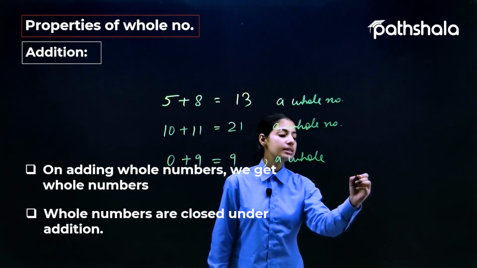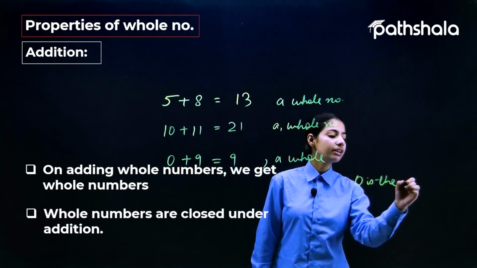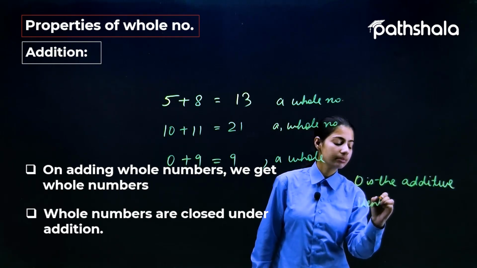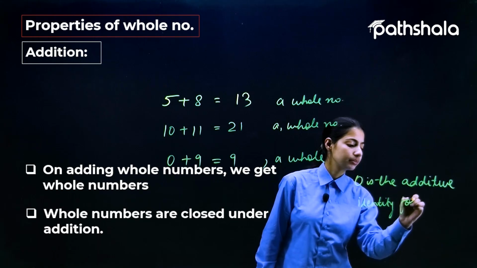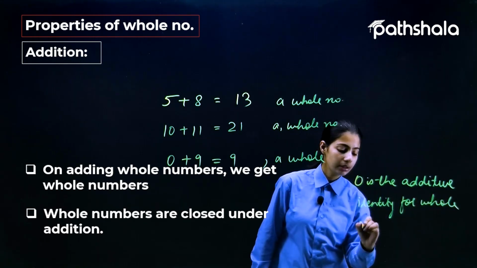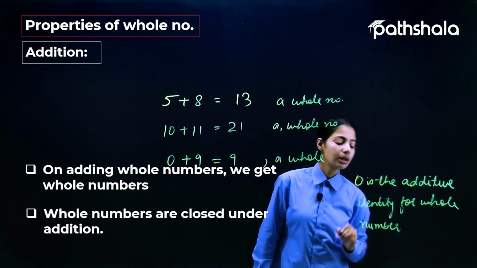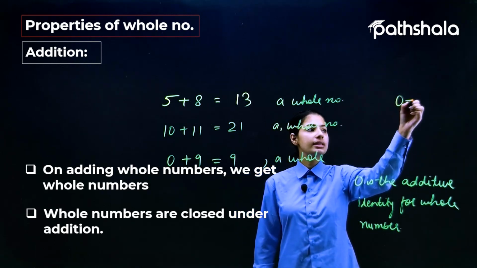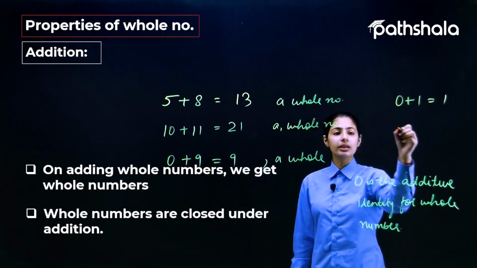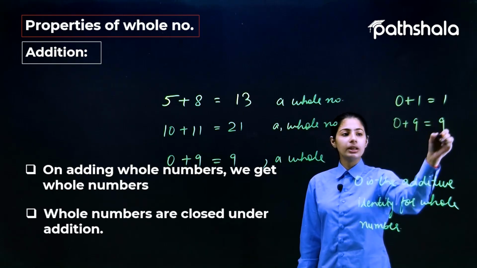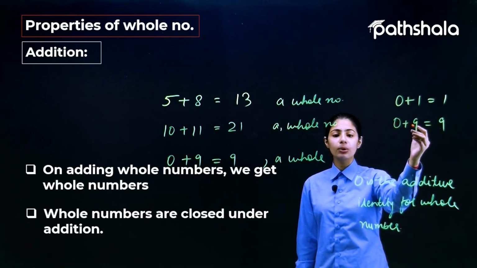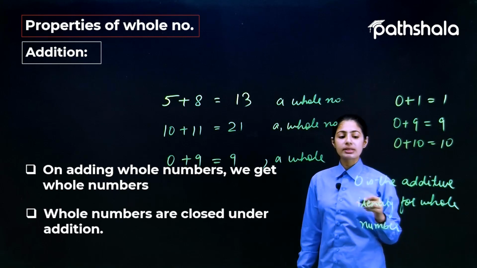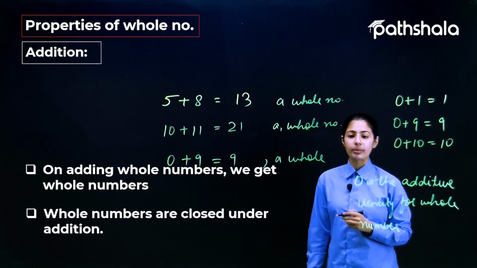One more thing, 0 is the additive identity for whole numbers. Which means whatever we add to 0, we get that particular number. For example, 0 plus 1 will give you 1. 0 plus 9 will give you 9. So whatever we add to 0, we get that particular number. 0 plus 10 is equal to 10. So 0 is the additive identity for whole numbers.